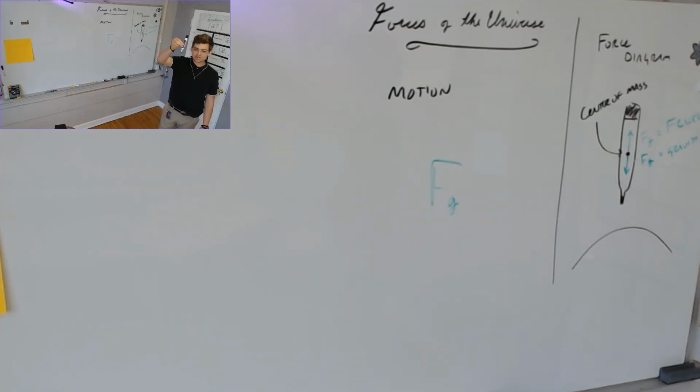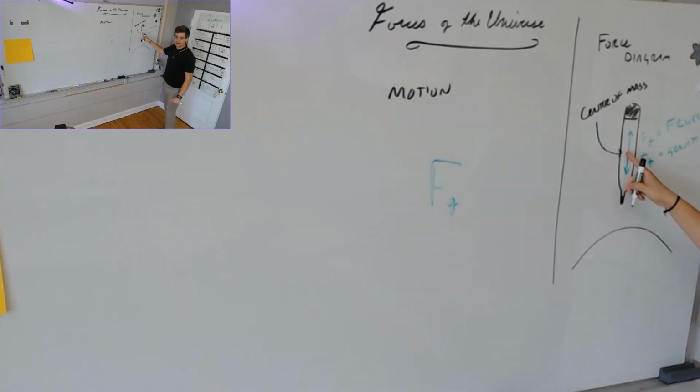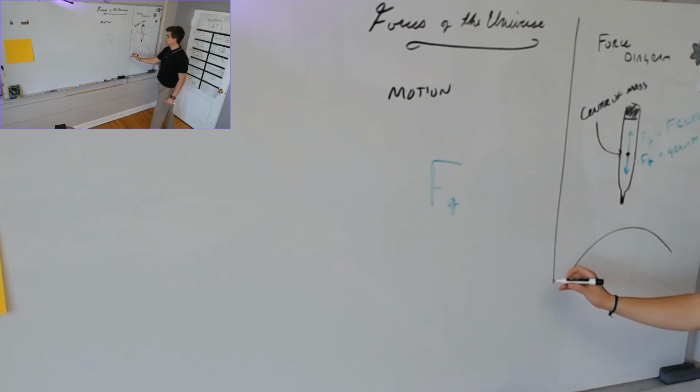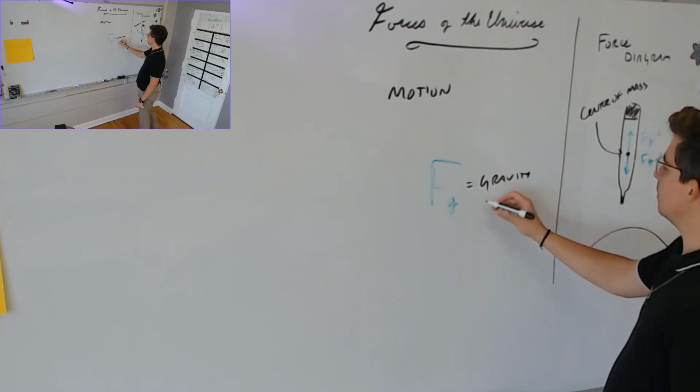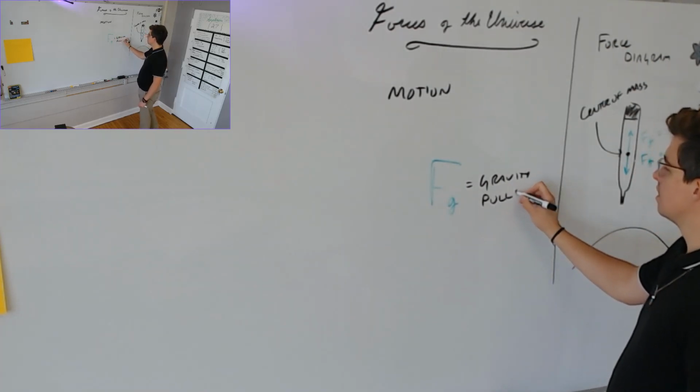But my hand is squeezing it, so how is the force of friction acting up? The force of friction opposes motion. Let's write that down. So we have F sub g, gravity, pulls what?